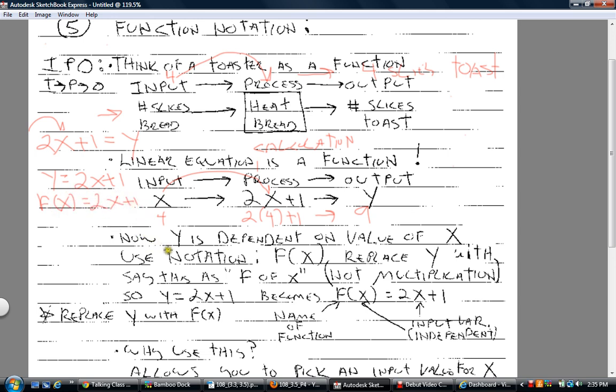Now what's going on here? Instead of saying y, we now are going to have the equivalency. Don't freak out about this. f of x is the same as y. But what that does for you now is it does not mean multiplication, it means f of. What value of x, this is the generic form, any value of x, if you put it into the function, the process, you will get an output.